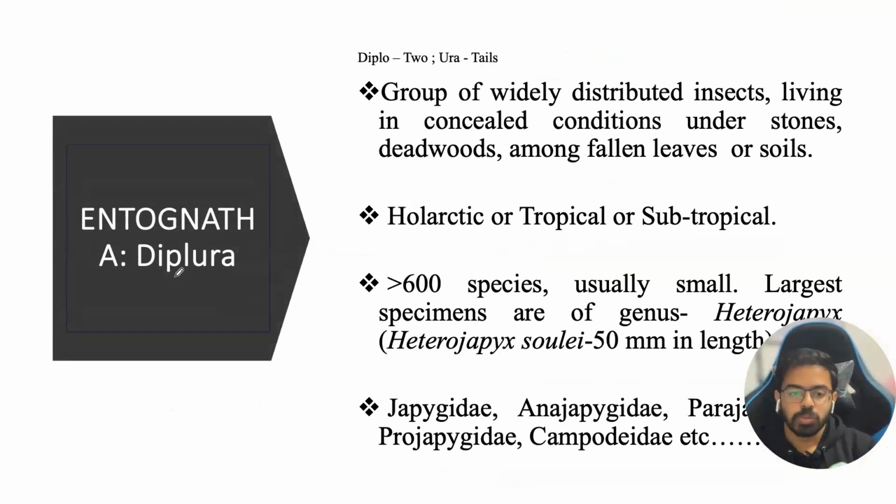Then we simply move to another order, that is Diplura. Diplura means two: di means two, and ura means tail. Simply, it has two tails, means two cerci are there. Okay.